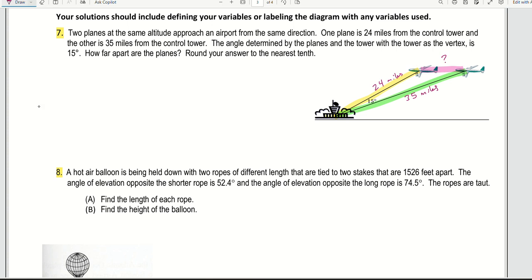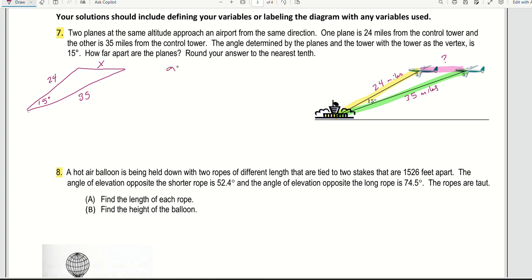I'm just going to redraw this triangle so we can hopefully see it a little bit clearer, that we are in fact going to be using the law of sines and cosines. So we are looking for this value. We know that this is 24. We know this is 35. We know that this is 15 degrees. We're going to end up using the law of cosines, which will be provided on the final exam.